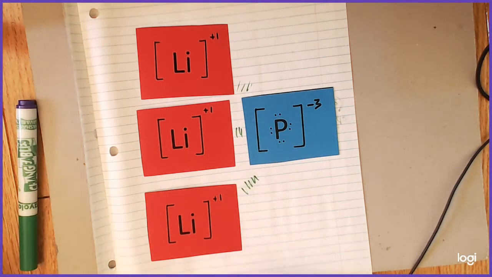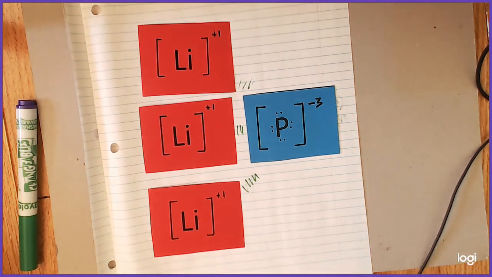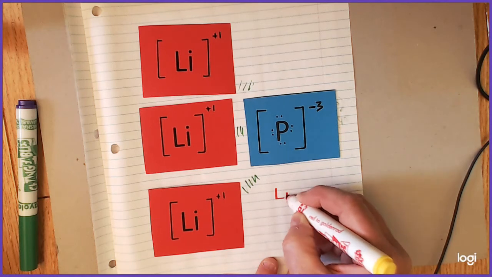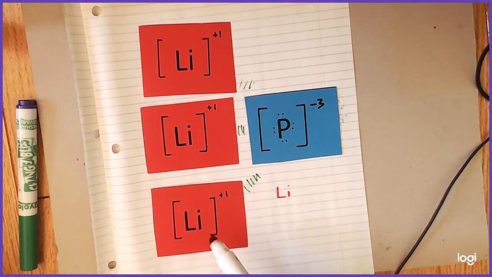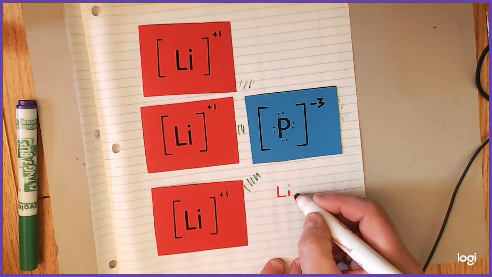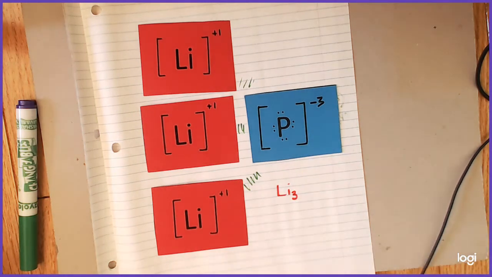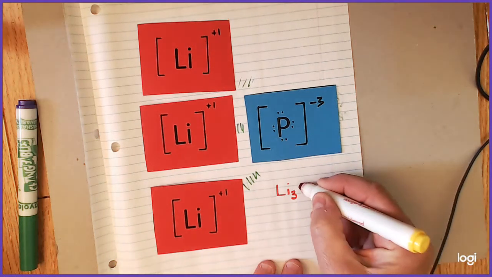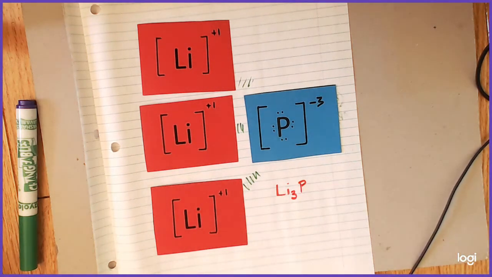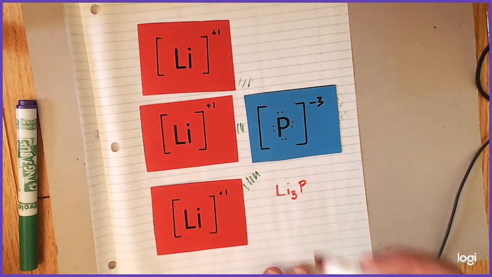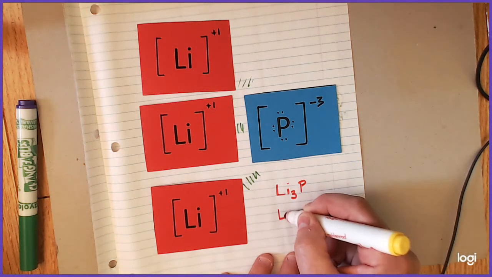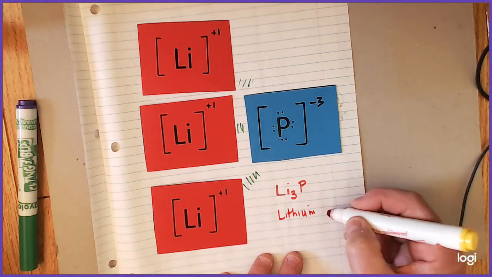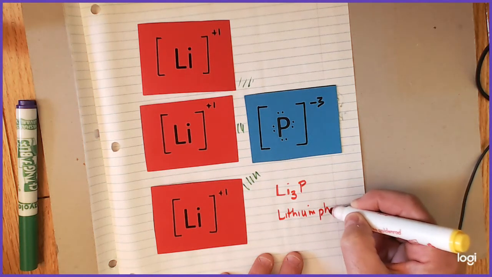So now we're going to do our chemical formula. So we know we've got lithium. Metal always goes first. So we've got Li, and because we have 1, 2, 3, it's going to be Li3. All right, and we've got 1 phosphorus, so it's going to be just the 1. And the name of this, again, metal name first, this is going to be lithium. And his last name is going to be phosphide.